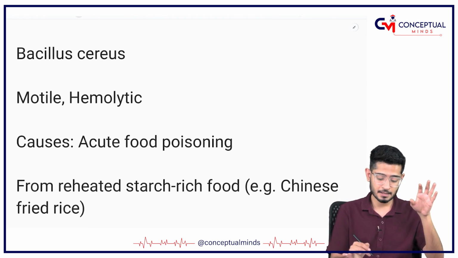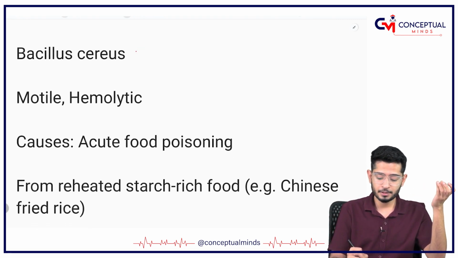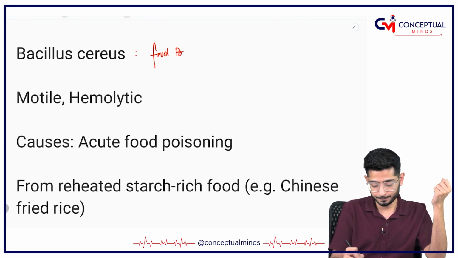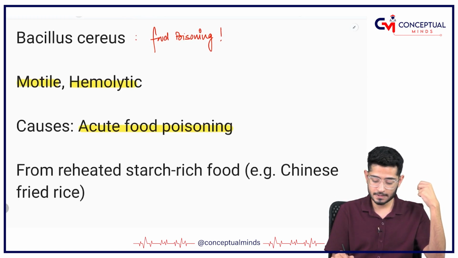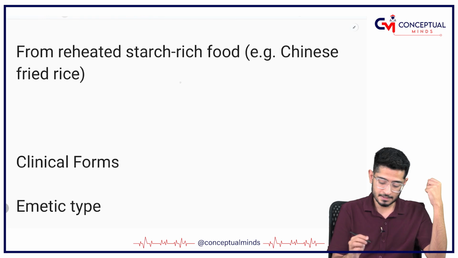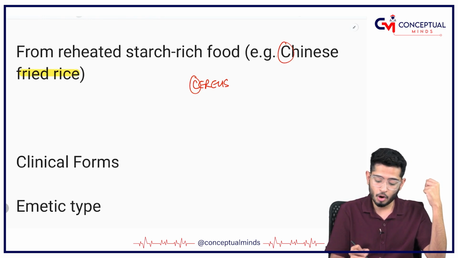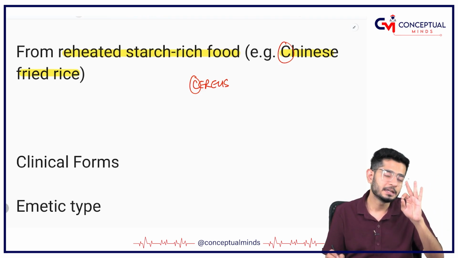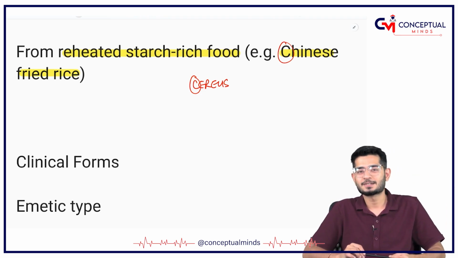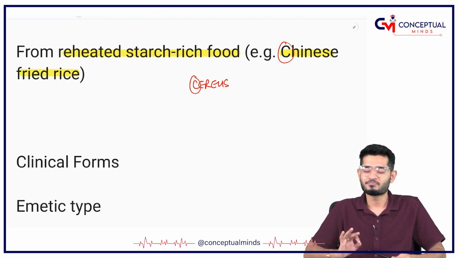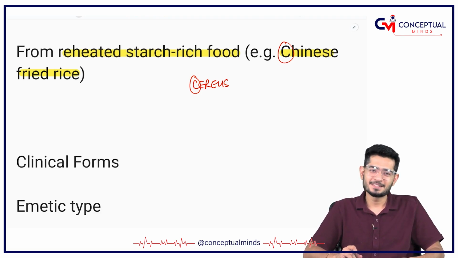Now, we will discuss Bacillus cereus, that is one of the most common culprits which is responsible for causing food poisoning. Okay. So, remember, as I have told you that this is motile, this is hemolytic, responsible for causing food poisoning. So, Bacillus cereus, remember cereus, C for cereus, C for Chinese. So, if you eat a lot of Chinese fried rice or some reheated starchy food, you can develop Bacillus cereus. Honestly, nowadays it's a fashion of reheated starchy foods. Chinese fried rice, yummy, but it can cause Bacillus cereus infection.